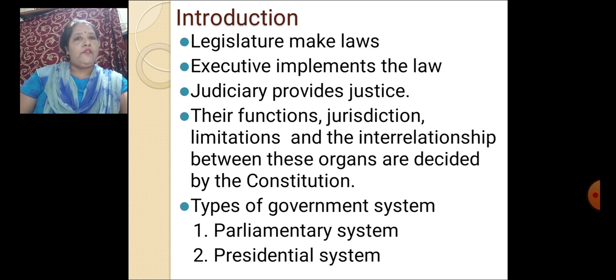Okay, and whatever functions are there of these three organs, that is functions, jurisdiction, limitations, and the interrelationship between these organs, all are decided by the Constitution. The Constitution only decides their function, jurisdiction, limitation, interrelationship. Okay. So here we are going to talk about two types of government system. One is the parliamentary system and the second one is the presidential system. So let us learn in detail about the first one, that is parliamentary system.